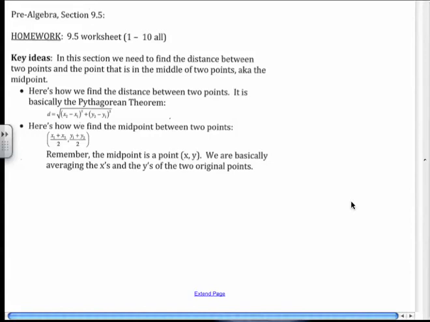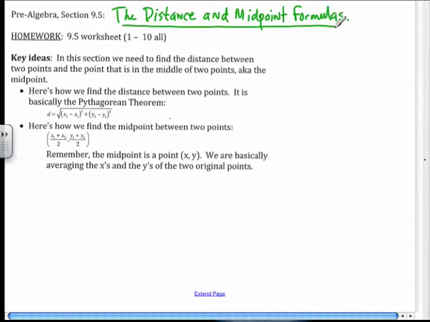Hey folks, today, I forgot to put what section 9.5 is. It's the distance and midpoint formulas. Okay, there we go. Alright, I'll underline them there. There we go. Alright, so there are two things, folks, that we need to get straight here.